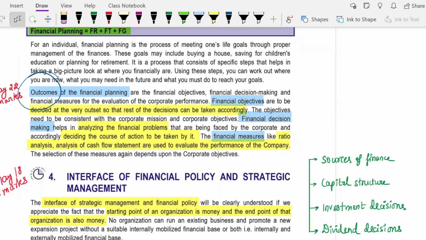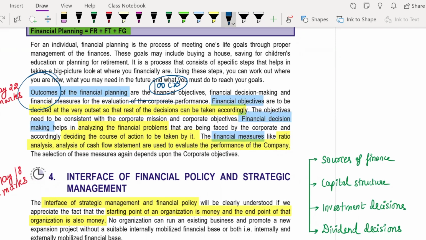There are three outcomes which can come out of financial planning. The first thing is, whenever you do financial planning, you are very clear about what your future goal is going to be. If your future goal is to earn a revenue of 100 crores, you're very clear with that.